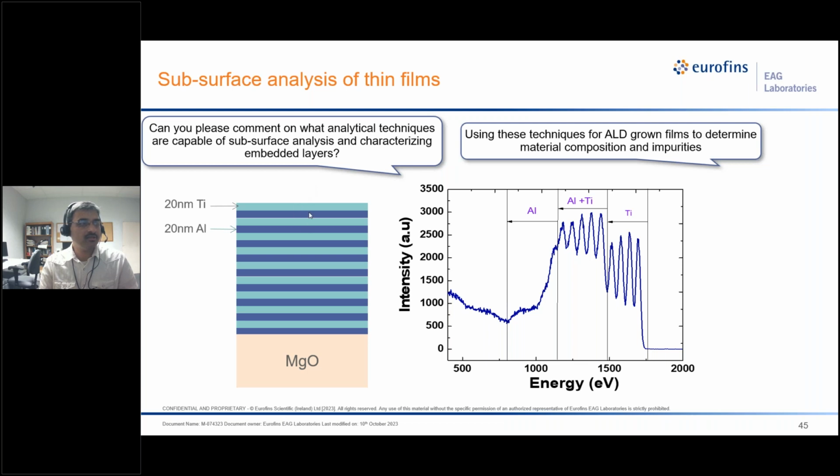So here is a typical example of a titanium and aluminum multi-layer stack. There are 10 pairs in here, 20 nanometer titanium and 20 nanometer aluminum. Yeah, you can see these fringes. These fringes correspond to titanium, and these correspond to aluminum and titanium. So yes, RBS can measure subsurface and multi-layer stacks.